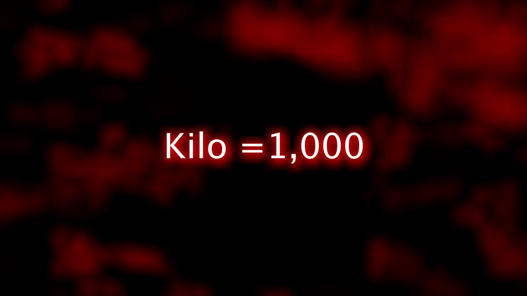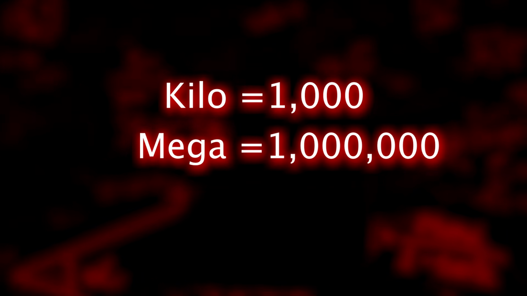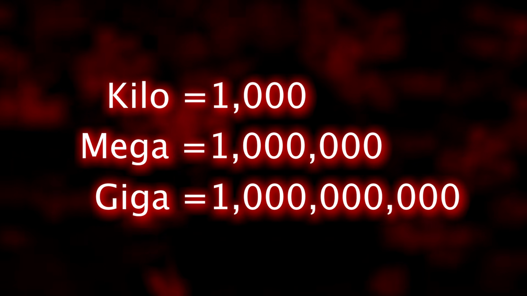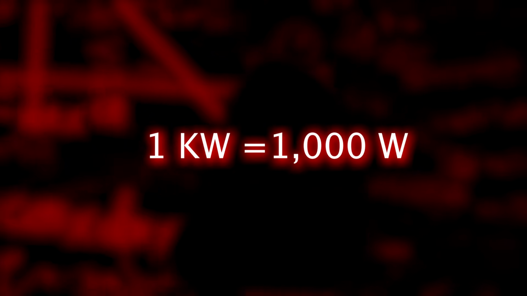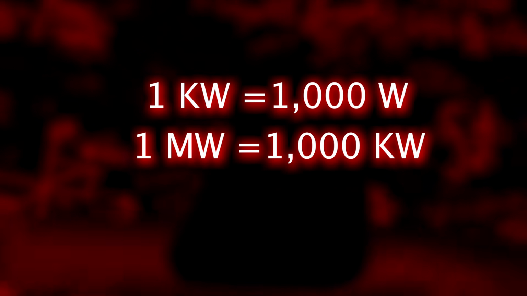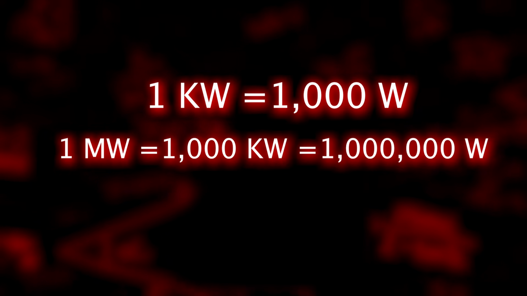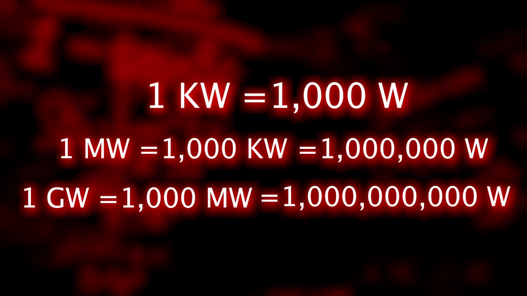Now let's talk about those prefixes, kilo, mega, and giga. Those are used by scientists and engineers to make large numbers more manageable. So kilo means 1,000, 1 and 3 zeros. Mega means 1,000,000, 1 and 6 zeros. Giga means 1,000,000,000, 1 and 9 zeros. So when we talk about a kilowatt, we're talking about 1,000 watts. A megawatt is 1,000 kilowatts, or 1,000,000 watts. And a gigawatt is 1,000 megawatts, or 1 billion watts.